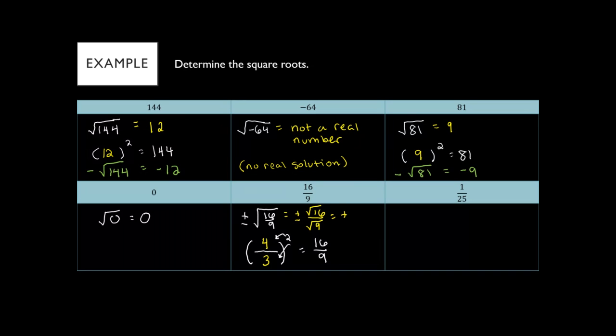And so this is going to give us 4/3. And so we have two answers. We have positive 4/3 and negative 4/3. And so instead of writing them both separately, you can write them with the plus or minus symbol to indicate that you need both of them.